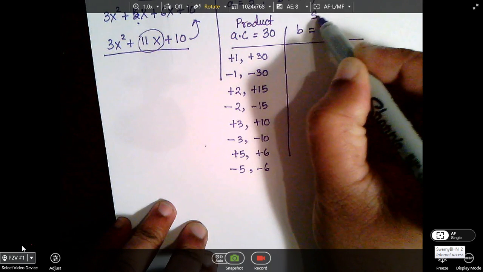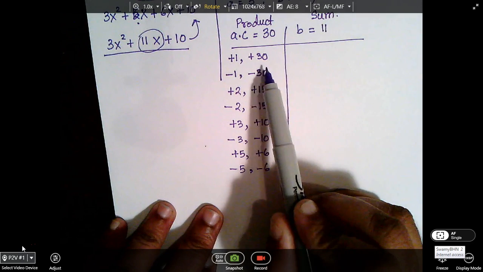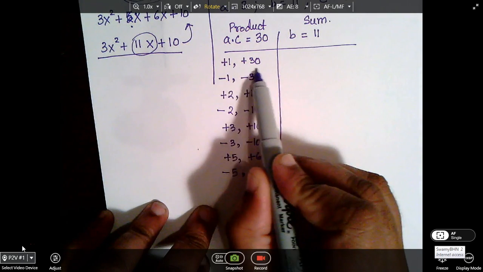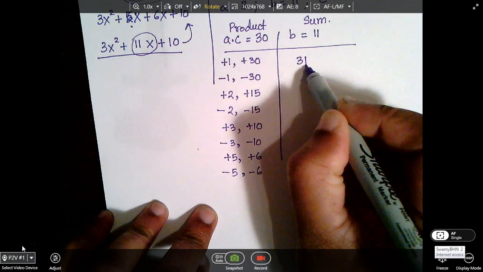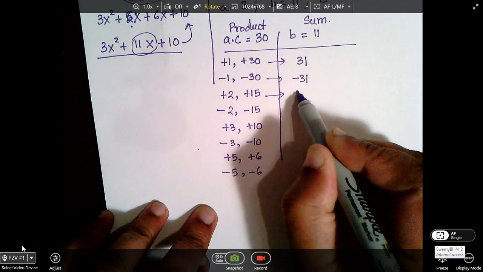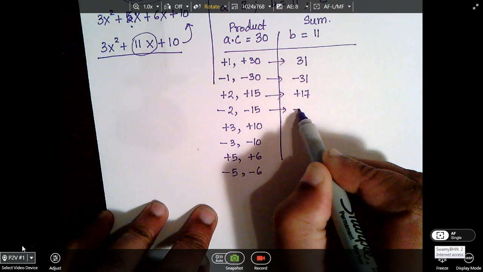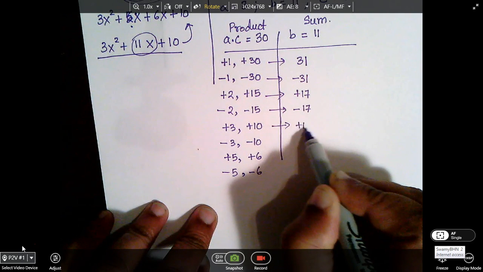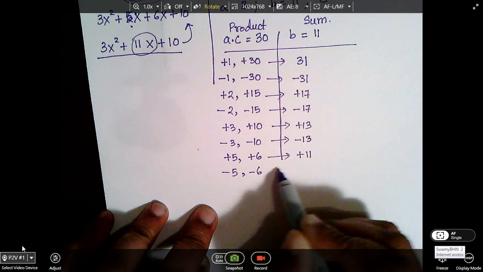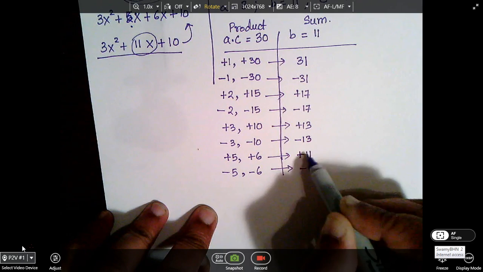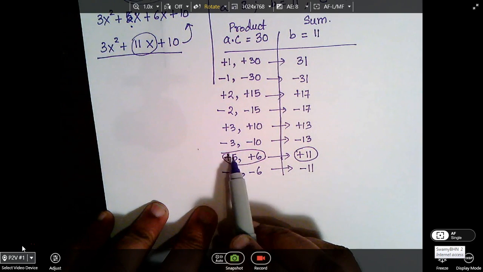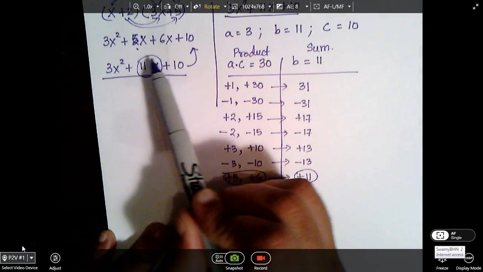This is my sum. The product should be 30, but my sum of the two numbers should be 11. So when I add these two numbers, I get a 31. When I add these two numbers, I get a negative 31. This is positive 17. This will give me a negative 17. This is a positive 13. This will give me a negative 13. This will give me a positive 11. This will give me a negative 11. So I'm looking at this as the promising one, right? This gives me a negative 11. So the pair that I'm interested in is the positive 5 and the positive 6, which is what we want.